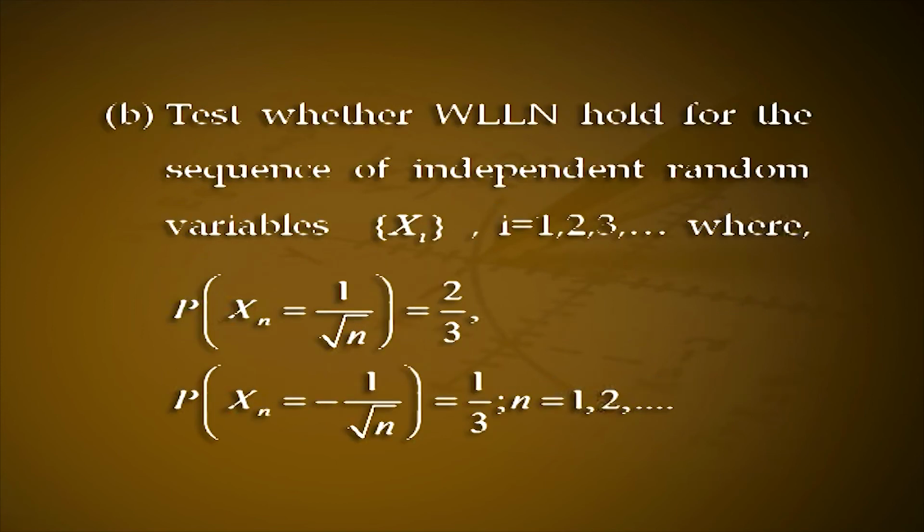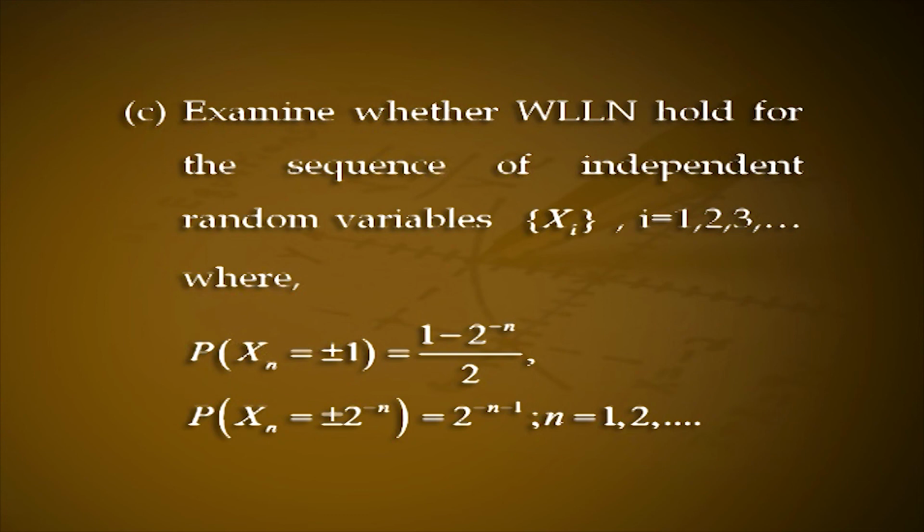B. Test whether WLLN holds for the sequence of independent random variables Xi for i equal to 1, 2, 3 etc., where P of Xn equals 1/root n is equal to 2/3, P of Xn equals minus 1/root n equals 1/3 for n equal to 1, 2 etc. C. Examine whether WLLN holds for the sequence of independent random variables Xn for n equal to 1, 2, 3, etc., where P of Xn equals plus or minus 1 is equal to 1 minus 2 raised to minus n/2, P of Xn equals plus or minus 2 raised to n equals 2 raised to minus n minus 1 for n equal to 1, 2, etc.